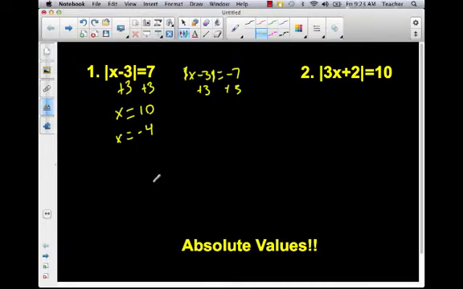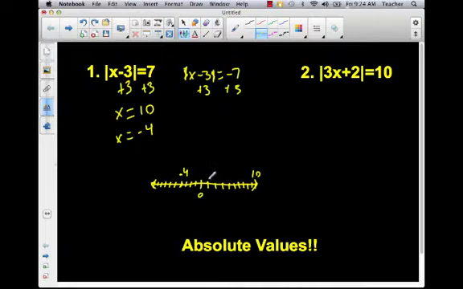All right, so let me show you on a number line how absolute values work. Draw a quick one here. Quick little number line, 1, 2, 3, 4, 5, 6, 7, 8, 9, 10. Okay, so our answers are 10. Put a 10 right there. And then negative 4, 1, 2, 3, 4. Negative 4. Okay, so what we're doing here is that we are trying to get 7 away from 0.